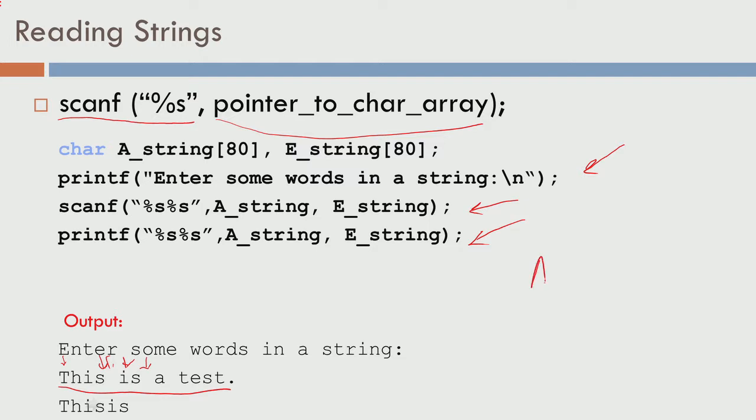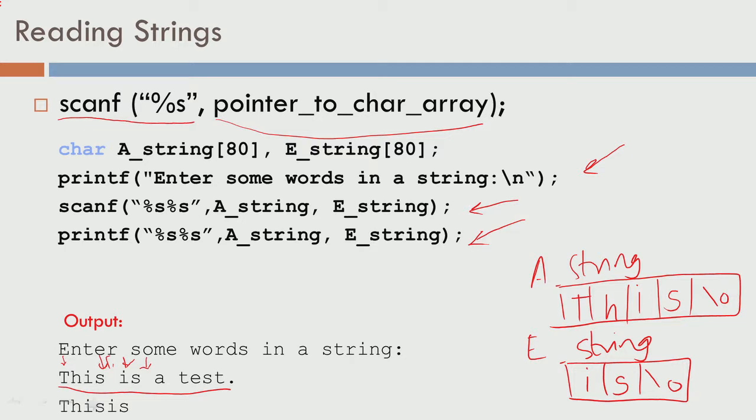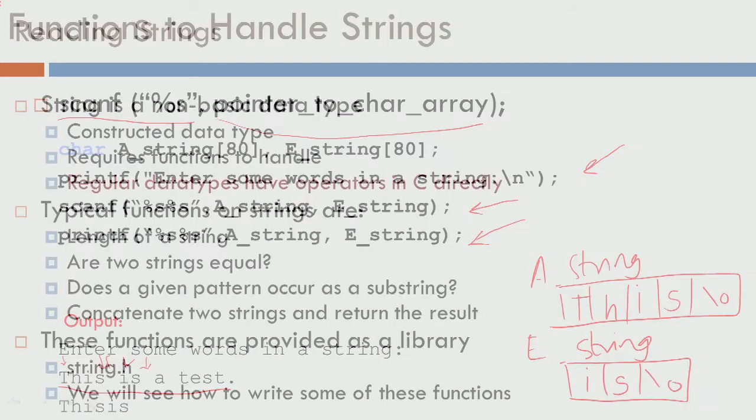So, a string would have in the memory, T, H, I, S and \0. These will be the 5 letters in a string. And if you look at e underscore string, the variable name e underscore string, it would have I, S followed by \0. So, it will have 3 characters. Even though you have space for 80 characters, it has only 3 characters, of which only 2 are really valid. This is how you read strings.